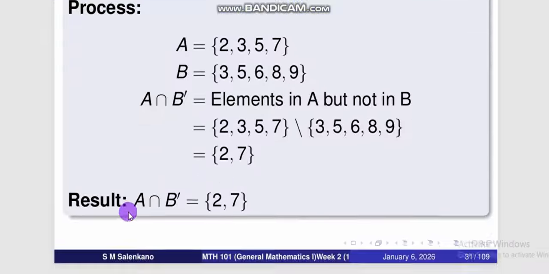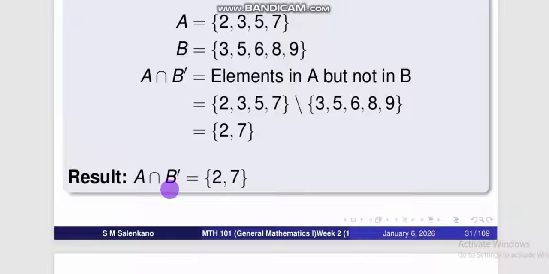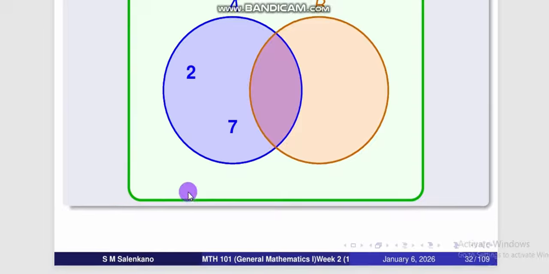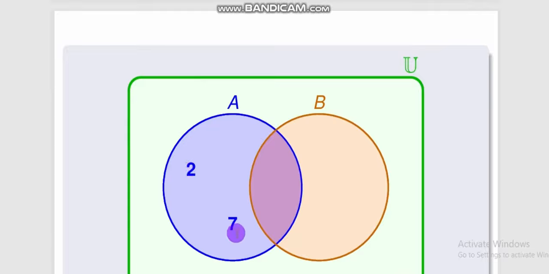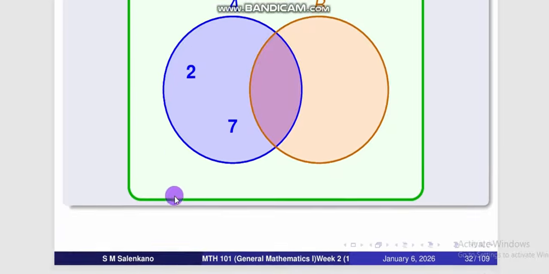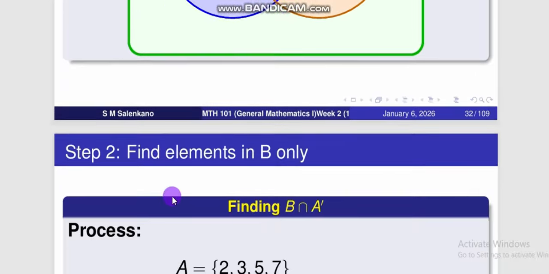So it means that my result, A intersection B complement, will just be 2 elements. So I'm going to place these 2 and 7 in that region, and you see this is the region. This is the region that you have A only, not in B. So 2 and 7, I place them appropriately.